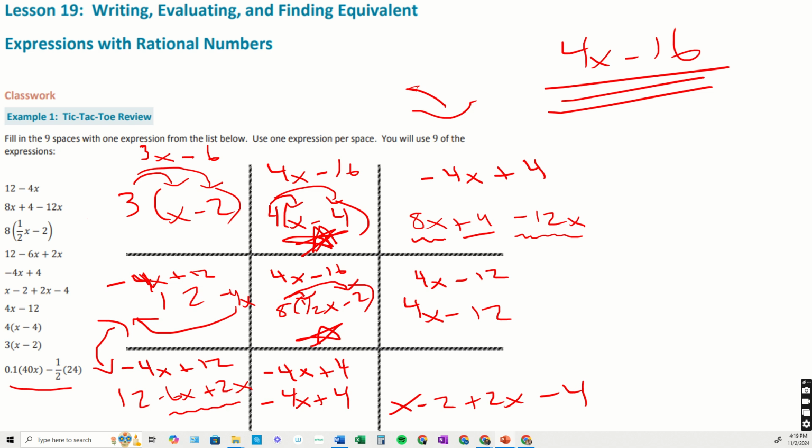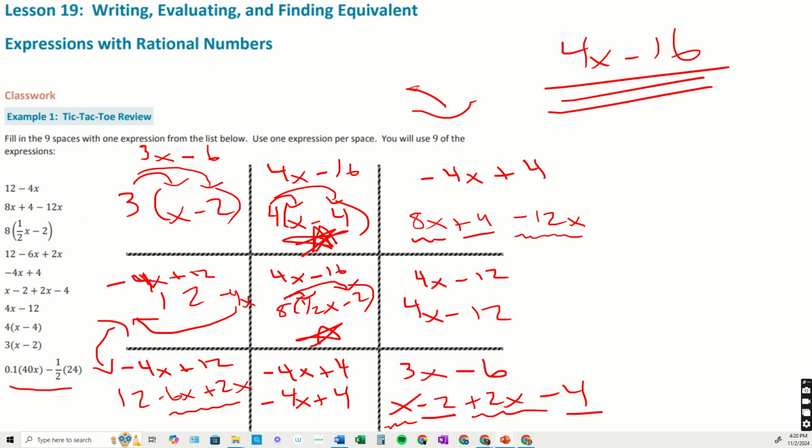And the last one here says we're going to combine our x with our positive 2x. X and 2x is 3x total, and then I've got a negative 2 and a negative 4 for a total of negative 6. That does not match either. We did not get a tic-tac-toe this time, and that's okay. It wasn't a requirement, but I wanted to go through everything to make sure we're all clear on this, and made sure we knew how to do stuff.